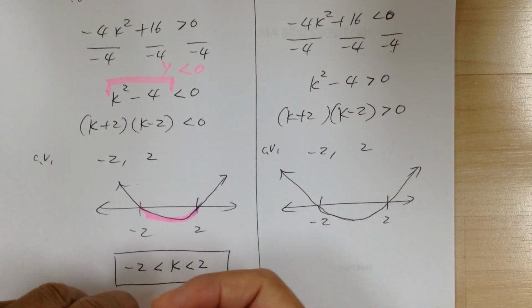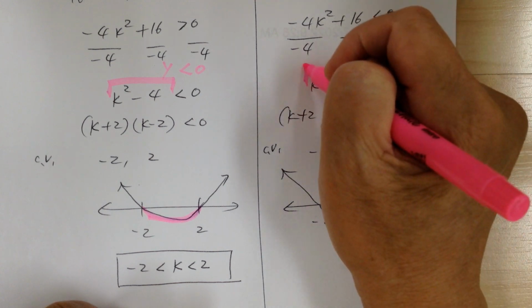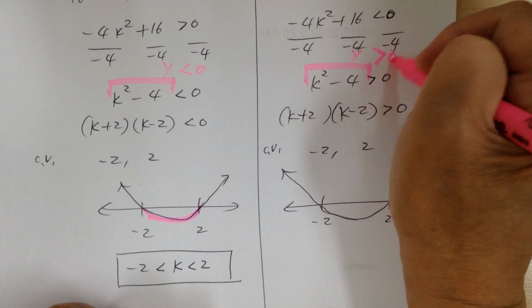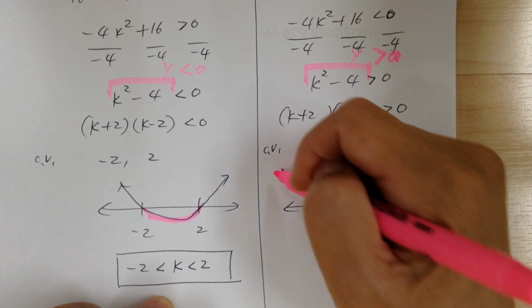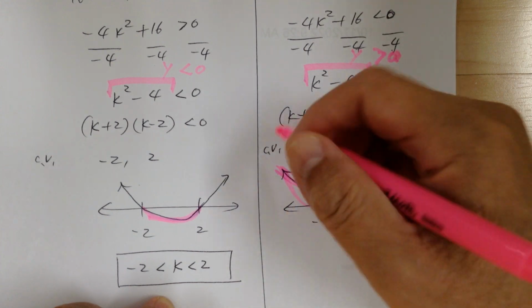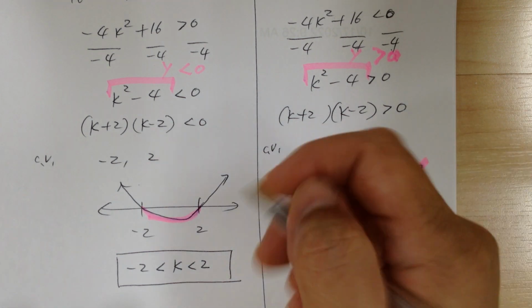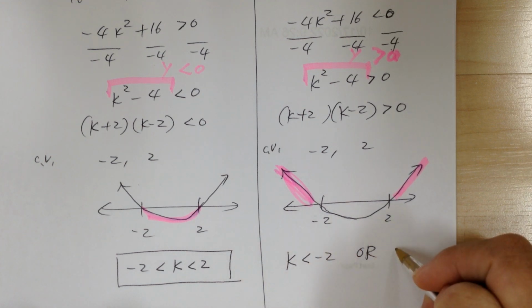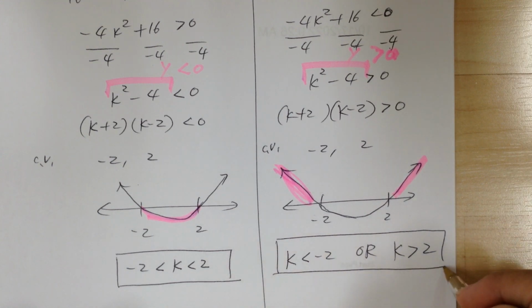Now again, after you graph, you're going to switch this back into y. So you got y is greater than 0. So y greater than 0 is this part right over here. See the difference, right? That means your answer would be, switching back to k, k is less than negative 2 or k is greater than 2.